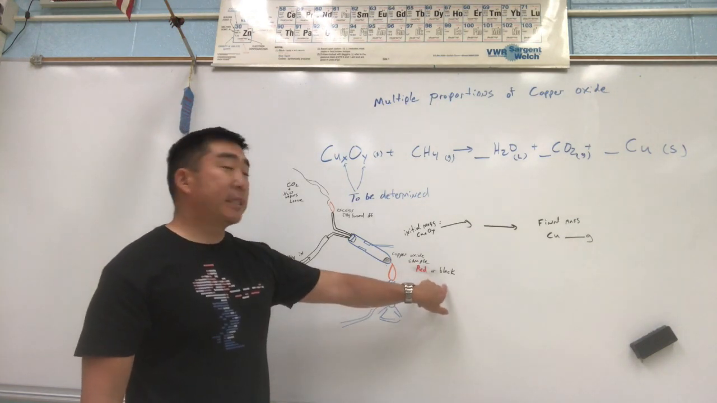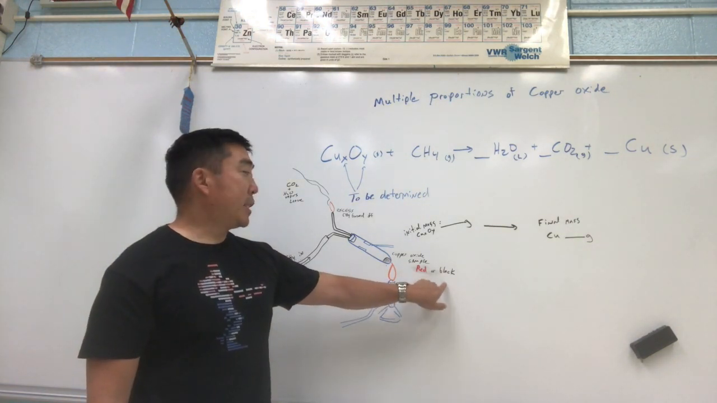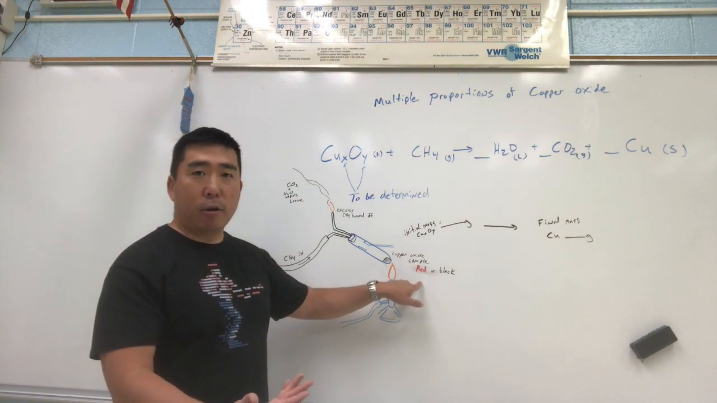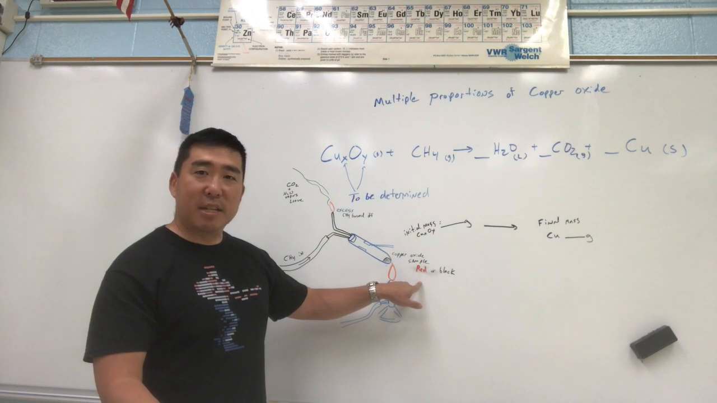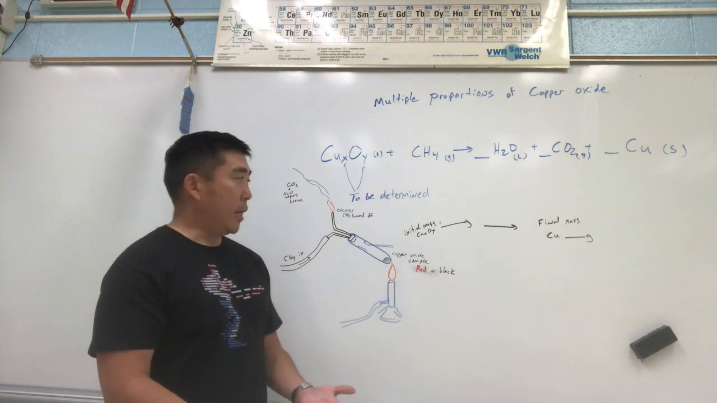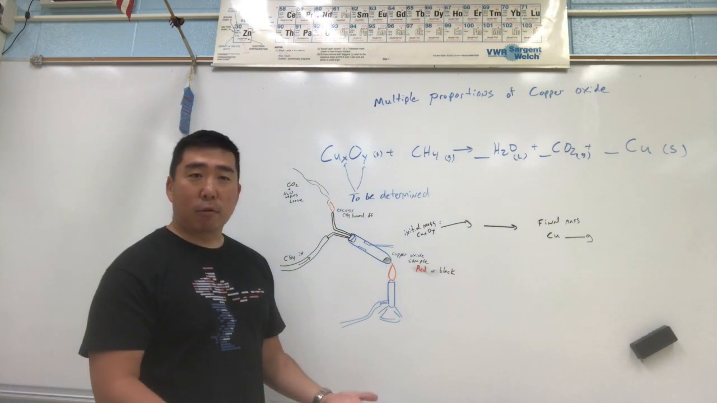Now there's two different samples. There's either the red sample or the black sample, and of course we expect that their masses of oxygen loss are going to be different for each of them. So we'll have data for both values, and you'll be able to calculate the different formulas that arise.